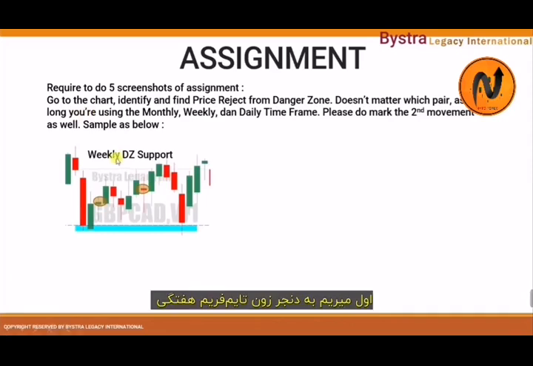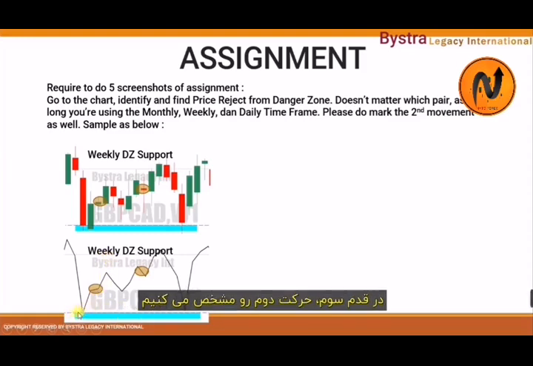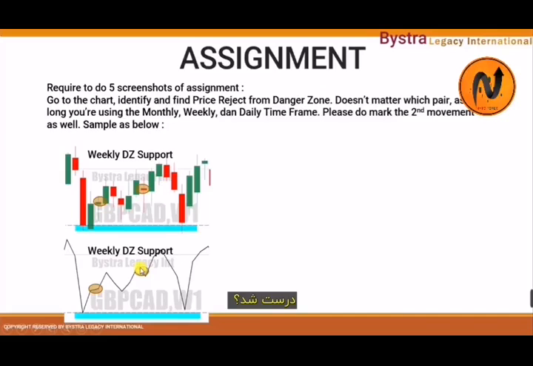First, we go to the weekly danger zone time frame. For this case, this is a GBP CAD on the weekly time frame, and this is the danger zone support. Next, we change it to the line chart. We mark the horizontal line. Third, we mark the second movement. Correct? Okay. So second movement. This one can be second movement as well. Alright. So this one we mark the horizontal line.